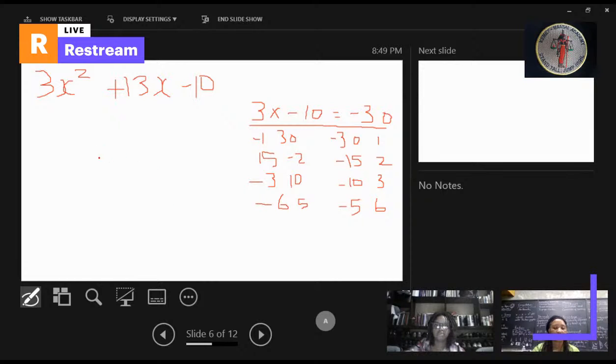Miss, the pair we would use is positive 15 and negative 2. But what are we looking for? We're looking for the pair that adds to give positive 13. Which of these, when you combine them, gives positive 13? Positive 15 plus negative 2. So these two. Yes. So it's going to be 3x squared plus 15x minus 2x minus 10.